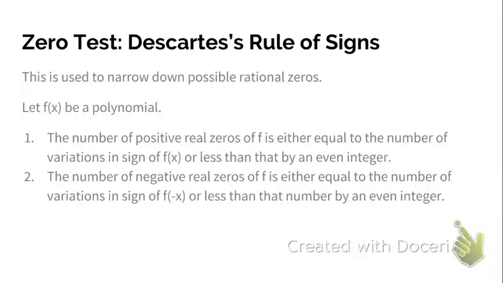Alright, Descartes' Rule of Signs. So the following two things are just rules to help narrow down what zeros you need to look for if you don't have a graph. So if you're going to look at the polynomial, look at the sign changes. So like if I were just to make up an example, x cubed minus x squared minus x plus 1.